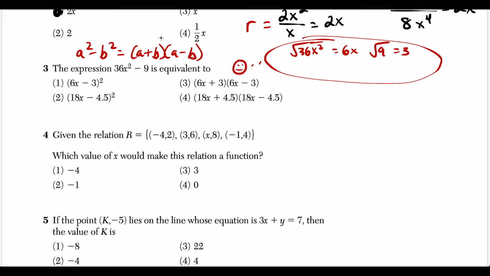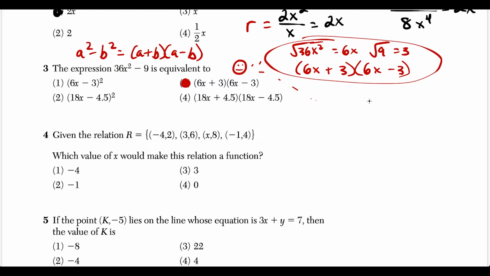So then that tells me when I want to use this formula here, I'm taking the square root of each term, and then I'm writing those square roots. We have 6x plus 3, and then we have 6x minus 3 like this. So that's just a way to actually use this formula: you take the square root of each term, and you write the square root of the first thing plus or minus the square root of the second thing. And this is going to correspond to choice 3.